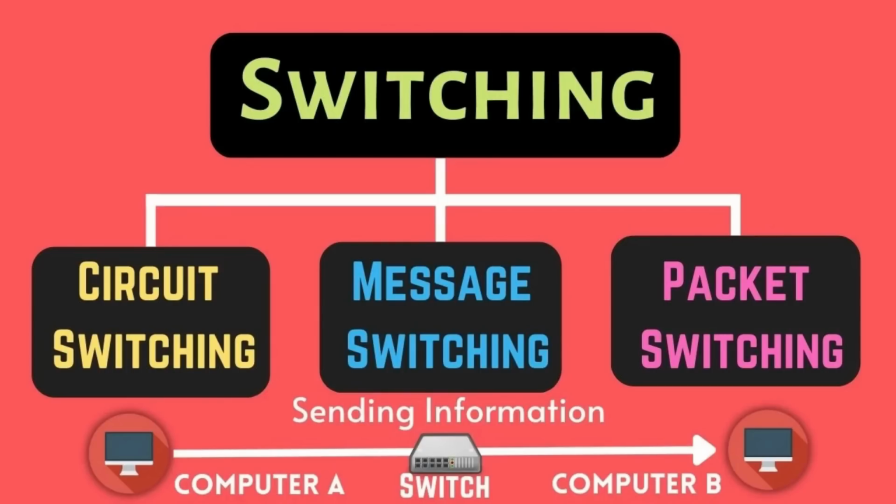First, what are the switching techniques in computer networks? The switching techniques in a computer network are methods of routing data from one node to another node. There are three main types: circuit switching, message switching, and packet switching. Switching techniques determine how data is transmitted over the network and impact efficiency and bandwidth utilization.